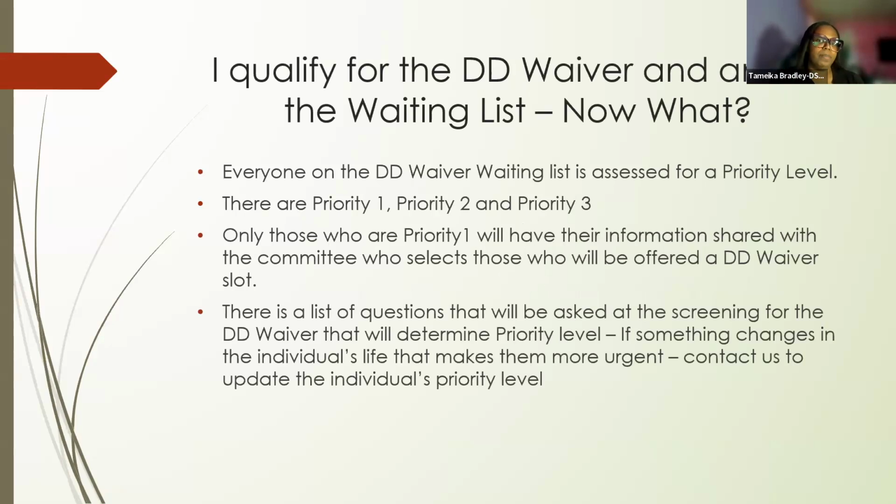I qualify for a DD waiver and I'm on the waiting list. Now what? So everyone on the DD waiver wait list is assessed for a priority level. There's 3 different priorities. We have priority 1, priority 2, and priority 3. Only those who are a priority 1 will have their information shared with the committee who selects those who will be offered a DD waiver slot. There is a list of questions that will be asked at the screening for the DD waiver that will determine a priority level. If something changes in the individual's life that makes them more urgent, you need to contact your local community services board to update the individual's priority level.